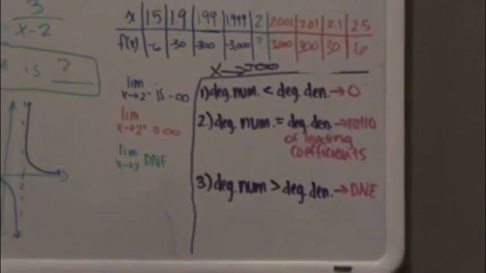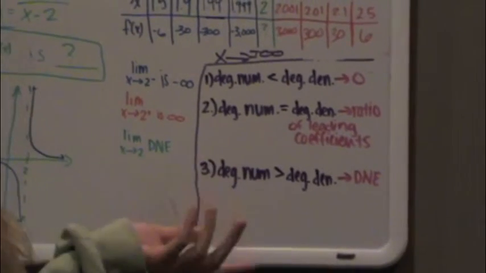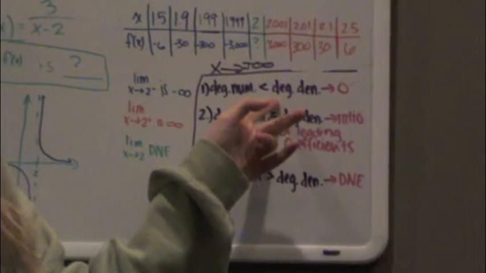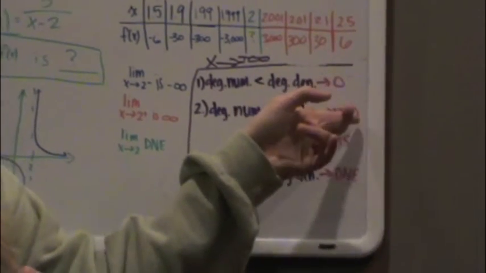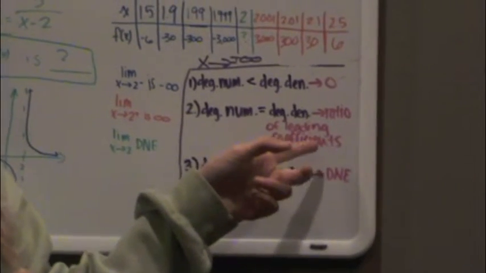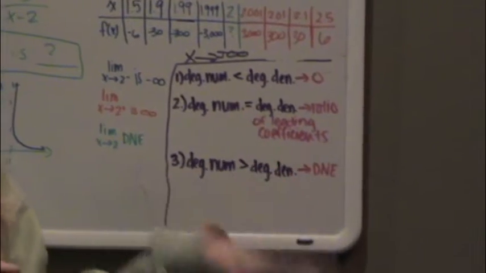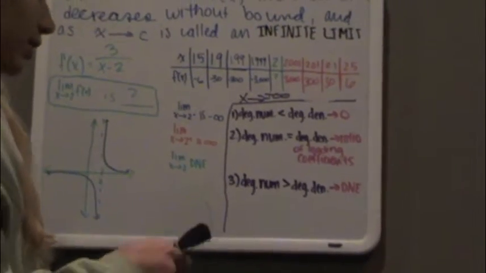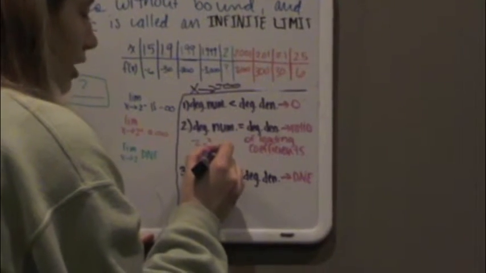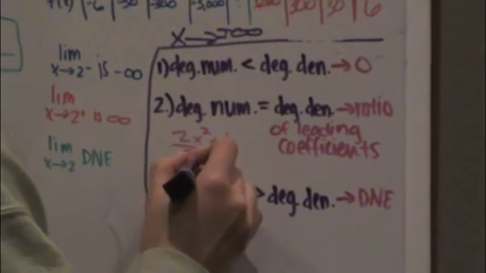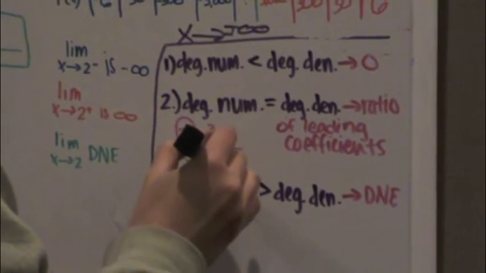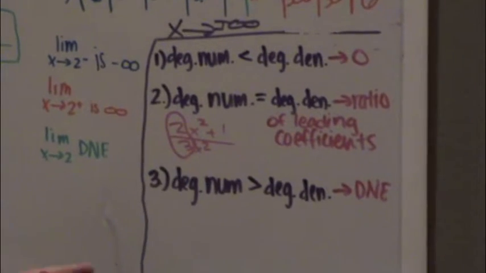Okay. So if x is approaching negative infinity or positive infinity, and the degree of the numerator is less than the degree of the denominator, then the limit is 0. If the degree of the numerator is equal to the degree of the denominator, then you need to take the ratio of your leading coefficients as your limit. So say you had 2x squared plus 1 over 3x squared, your limit would be 2/3, because that's the ratio of these leading coefficients.